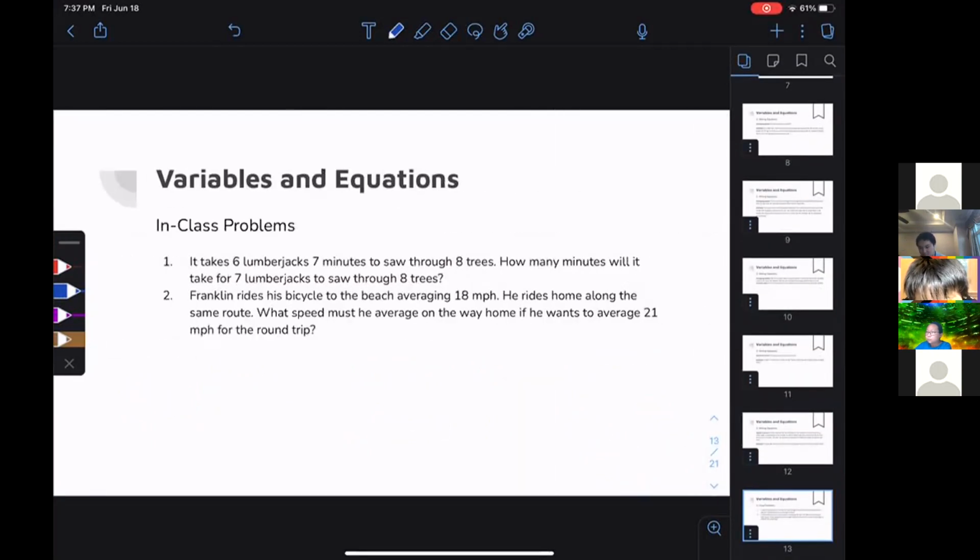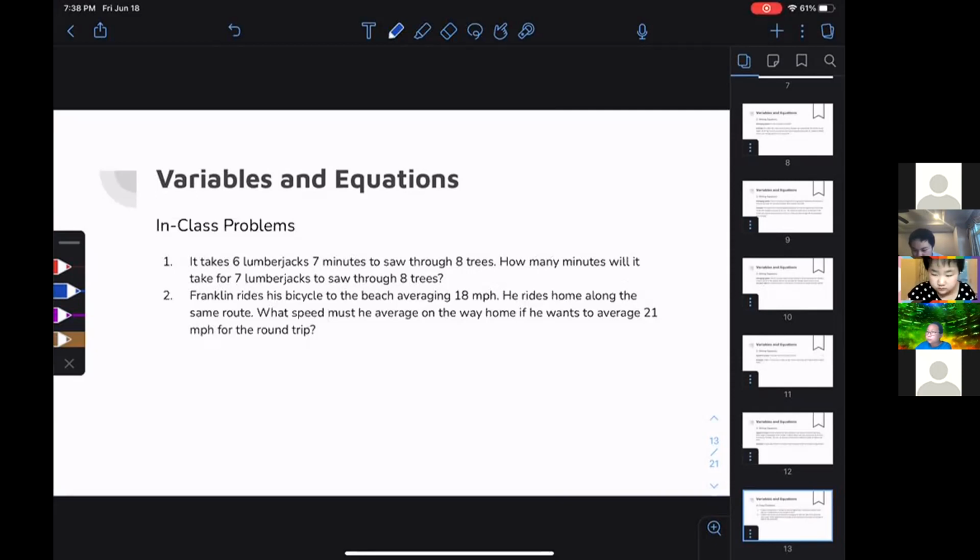And so here's some more practice for that. So it takes 6 lumberjacks 7 minutes to saw through 8 trees. How many minutes will it take for 7 lumberjacks to saw through 8 trees? And the second problem: Franklin rides his bicycle to the beach while averaging 18 miles per hour, and he rides home along the same route. What speed must he average on the way home if he wants to average 21 miles per hour for the round trip? All right, so number 2 is more of an average speed problem.